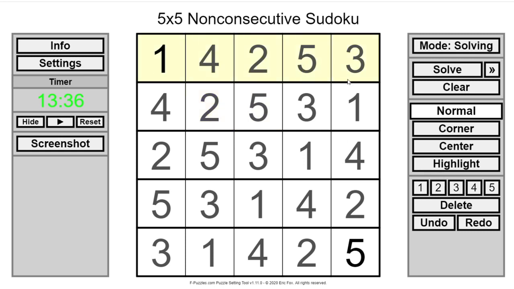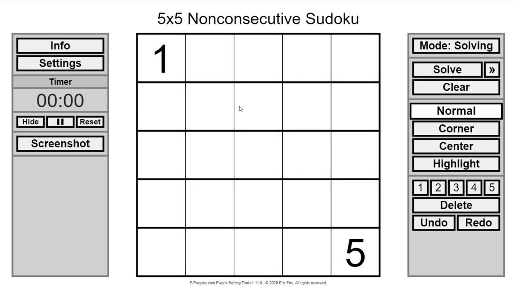Alright, I solved it. I kind of used bifurcation. You know what? I'm not ending it on that note. I'm gonna solve it for real this time.